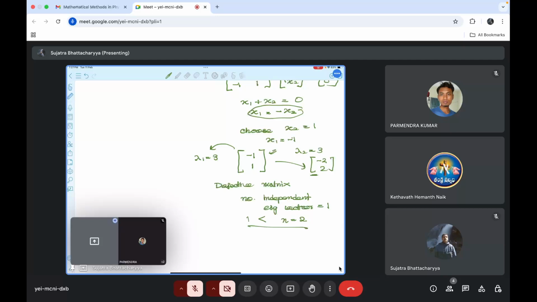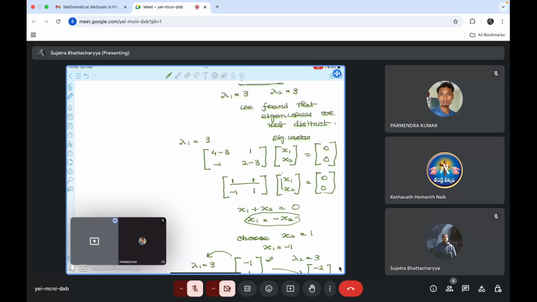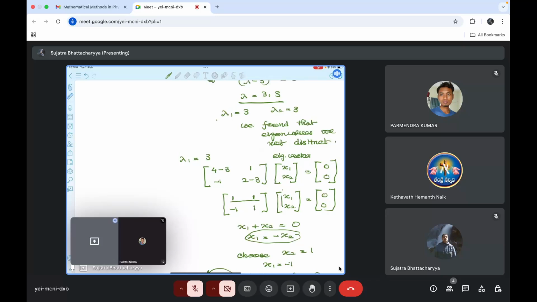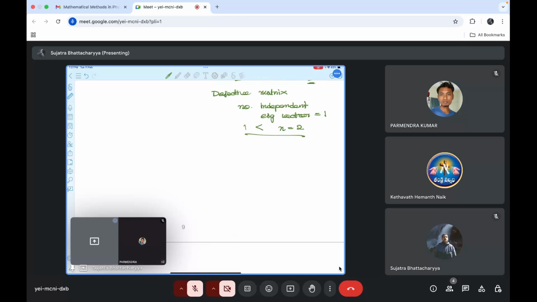But if you only look at the lambda, whenever you see that lambda 1 is 3 and lambda 2 is 3, you cannot comment, only looking at this, whether a matrix is a defective matrix or not. For example, let us say you have the identity matrix.